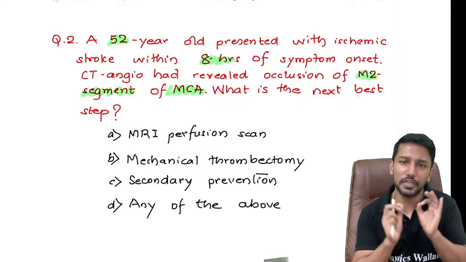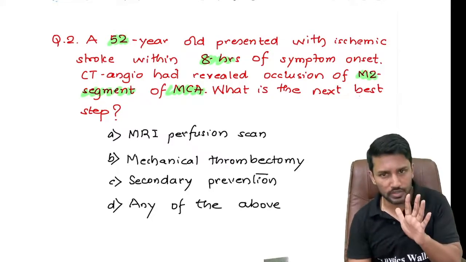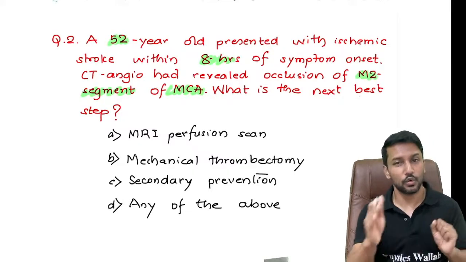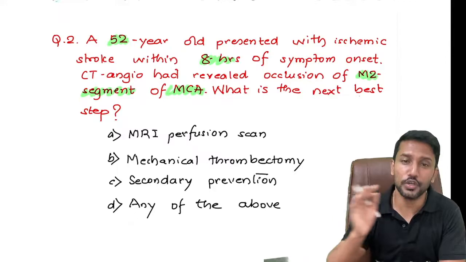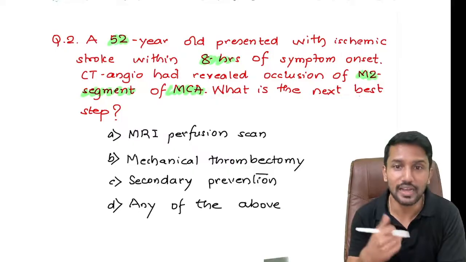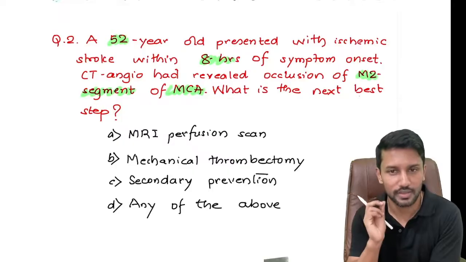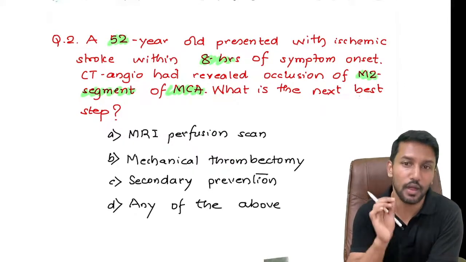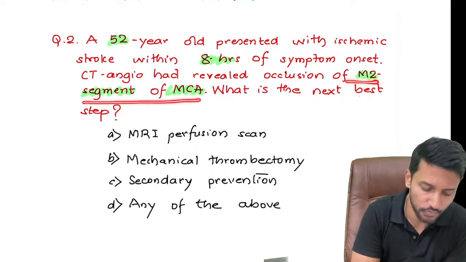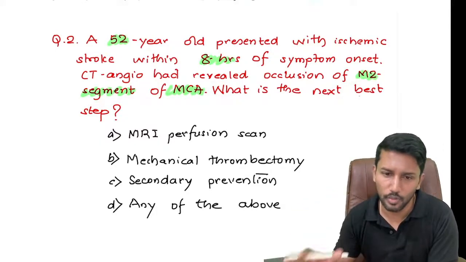Right. So first point, is he fit for mechanical thrombectomy? To be fit, the patient can present up to 24 hours, right? If he presents within 6 hours, then I don't need the MRI perfusion scan. If it is 6 to 24 hours, I need the MRI perfusion scan, provided he also meets other indications. What is the other indication? There should be a large vessel occlusion. That means internal carotid artery, proximal ACA or M1 segment of MCA. Here it is clearly mentioned that the CT angio revealed that the block is in the M2 segment of MCA. So he is not fit for mechanical thrombectomy.